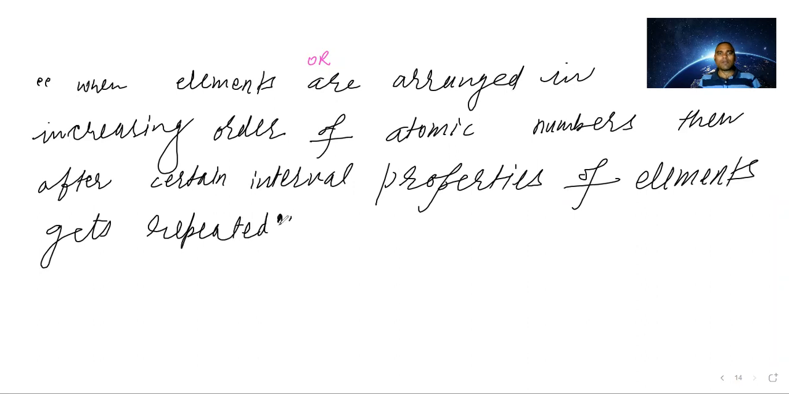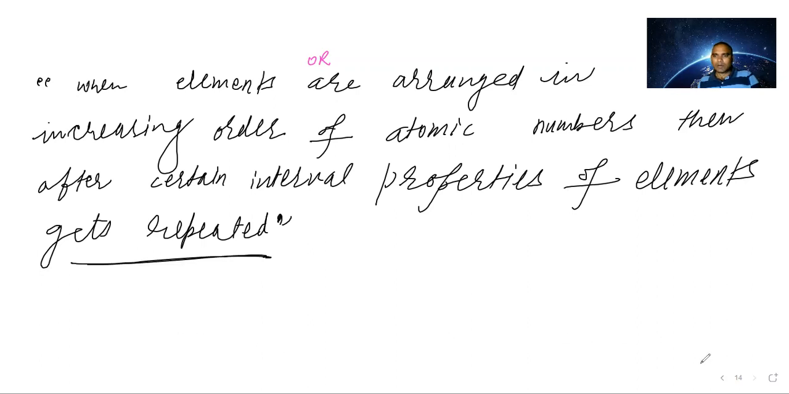So the point they are saying is that when elements are arranged in increasing order of atomic number, then after a certain interval, properties of elements get repeated. That is the point we need to keep in mind.